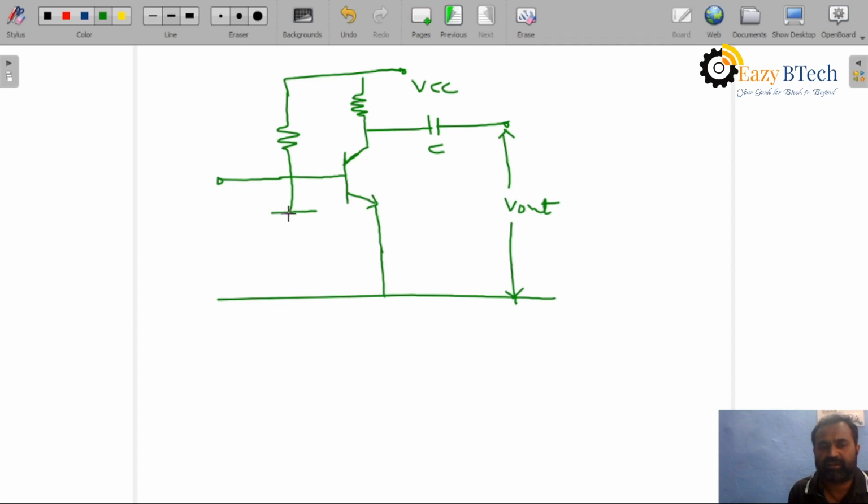Here we are connecting a diode. This is a diode. The voltage from here to here is VBE. We are applying input across here. This resistance RB, this resistance RC. This is a diode compensation circuit.